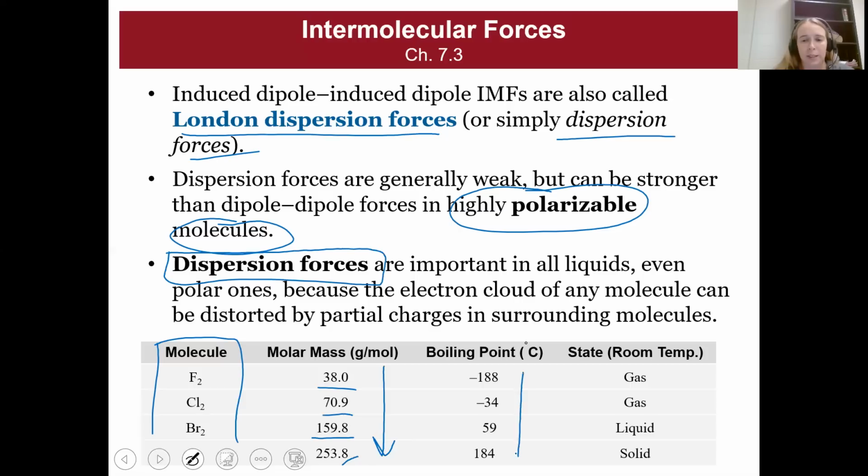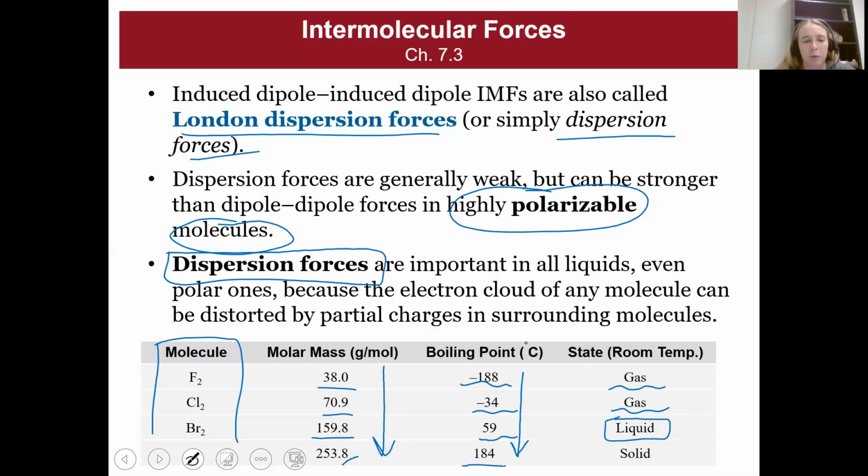That means we need to heat it up more to get it into the gas form. In fact, the boiling point of fluorine is so low that it's always a gas at room temperature, unless you do something fancy to it. Chlorine is the same. It's got a pretty low boiling point, so it's a gas at room temperature. Bromine has a moderate boiling point, and room temperature is about 25. So the boiling point's above 25, so it's usually a liquid at room temperature.